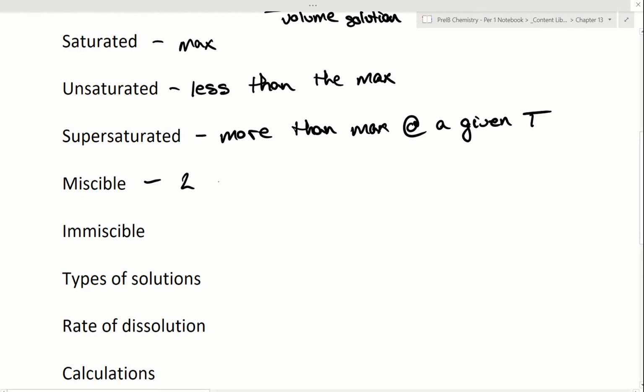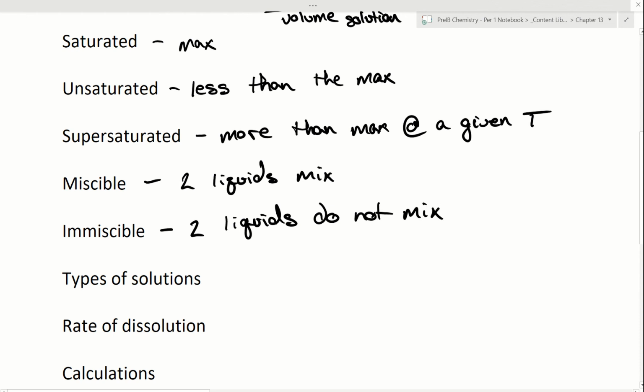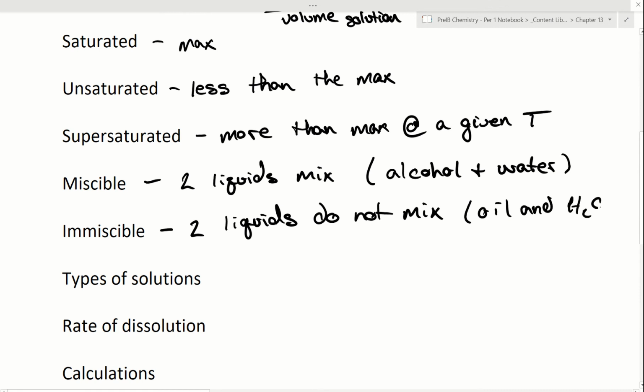Miscible means that two liquids mix. Immiscible means that two liquids do not mix. Okay. For the mixing, that's like alcohol and water mix easily, whereas oil and water do not.